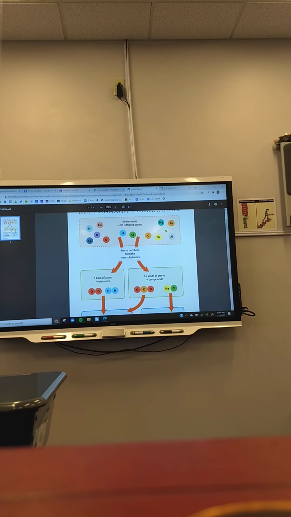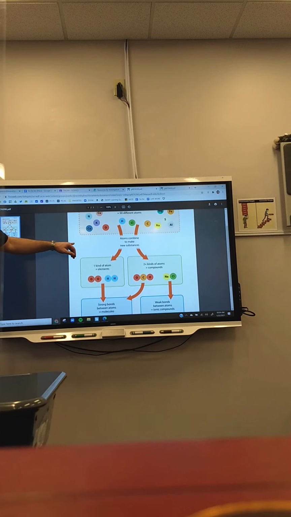And that means they are made up of 90 different atoms. Okay? Atoms, remember, are like the smallest parts of an element. Okay, so atoms can combine to make new substances. We talked about that a little bit yesterday. We talked about that kind of before as well.